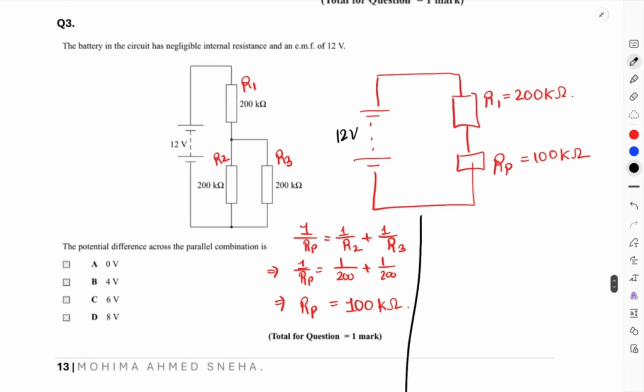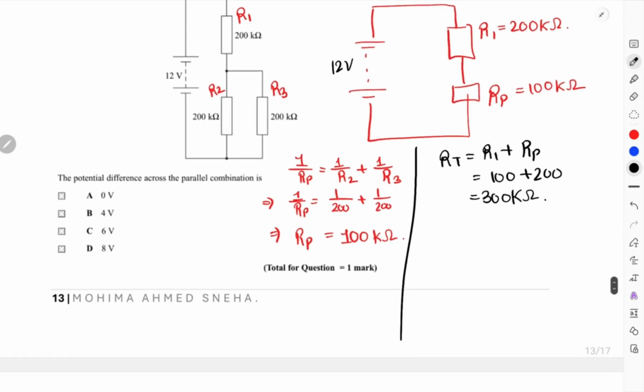For that, we would still need to find out the total resistance for this entire circuit. So for RT, because now it is connected in series, it's basically the summation of the individual resistors that will give you the total resistance. So it will be R1 plus Rp, that is 200 plus 100, which is 300 kilo ohms. Now this is how you're going to create the equation.